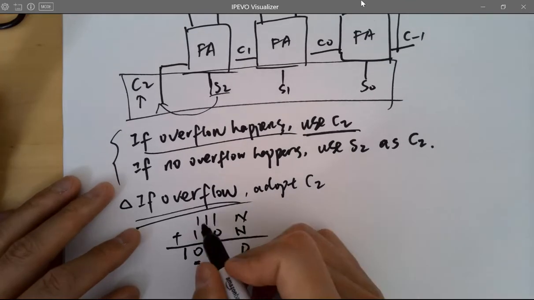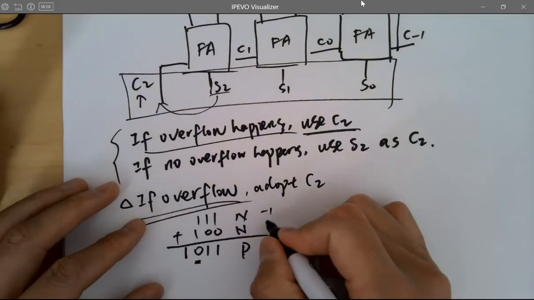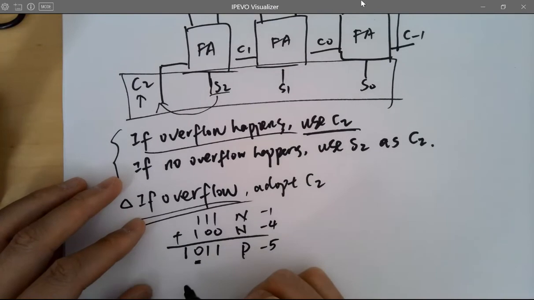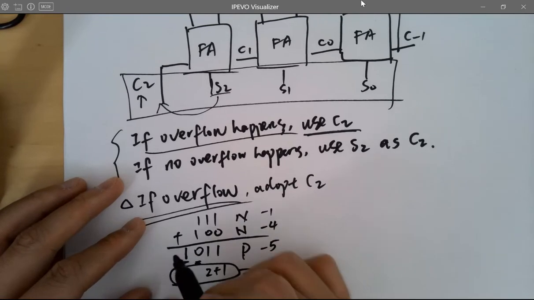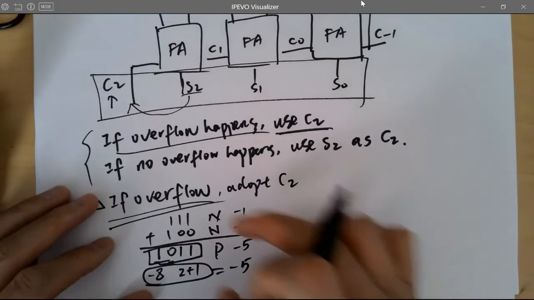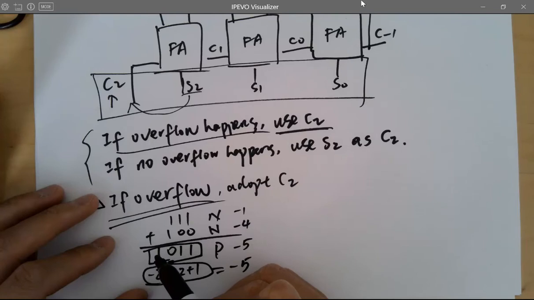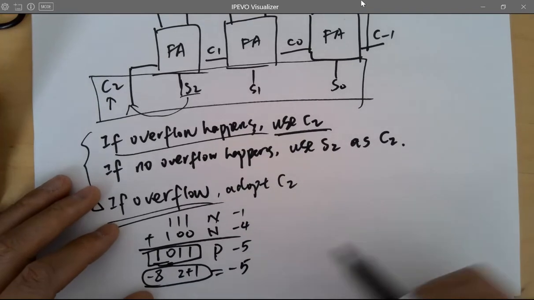Okay, let's see. This is minus 1, and this is minus 4. You are supposed to get minus 5, and let's see if this is minus 5. So this is minus 8, this is 2 plus 1, so eventually you are getting minus 5. So this is a correct result. In 2's complement, if overflow happens, you want to directly use C2 for the final result. So C2 is valid.